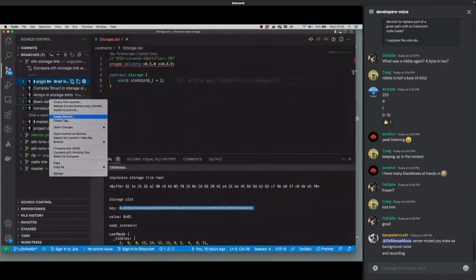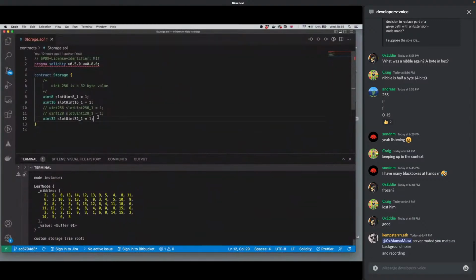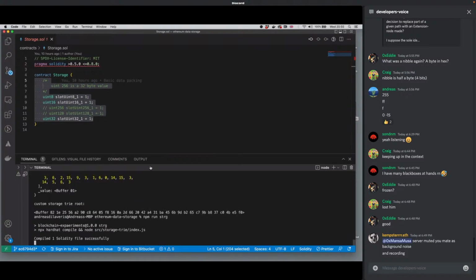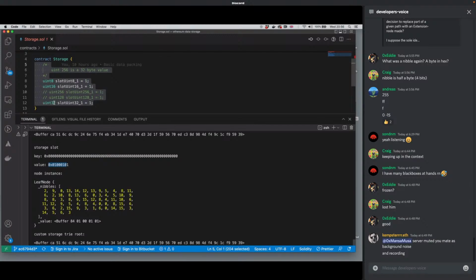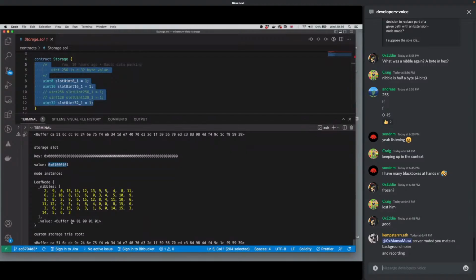Now you can start to see some interesting things that you learn about in Solidity, and you don't really think about in the context of data storage and tries. If I deploy this contract with these values, you can see it's a uint8, a uint16, a uint32. Deploying. Look, it's done the data packing, because these were not 256 bit values, 256 bits being 32 bytes.